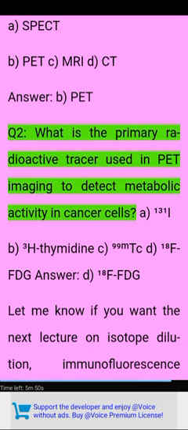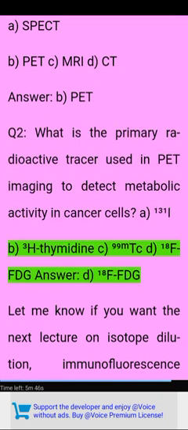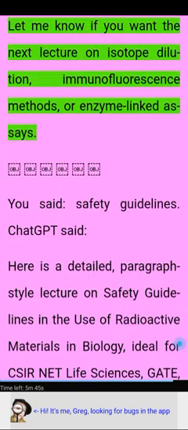Q2. What is the primary radioactive tracer used in PET imaging to detect metabolic activity in cancer cells? A. 125I. B. 3H thymidine. C. 99mTc. D. 18F-FDG. Answer. D. 18F-FDG.